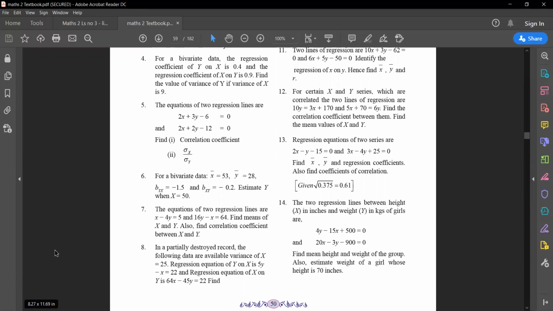What do you mean by regression coefficient? Byx and bxy, correct? So they are telling you the regression coefficient of y on x, that is byx, is 0.4, and the regression coefficient of x on y, that is bxy, is also given, 0.9. Find the variance of y if the variance of x is 9.